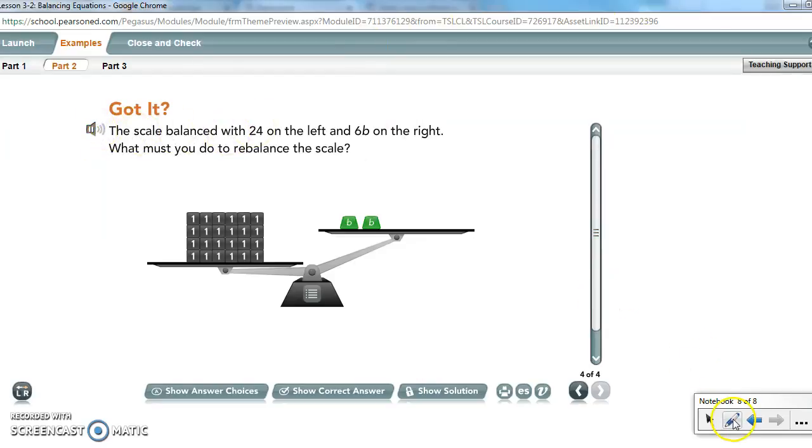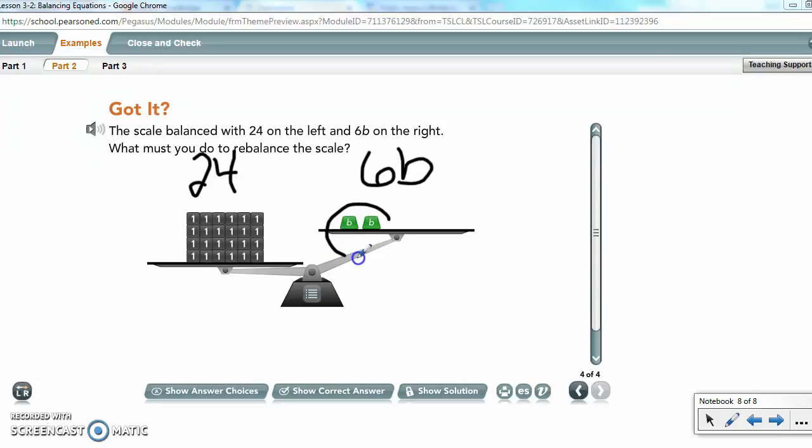The scale balanced with 24 on the left and 6b on the right. What must you do to rebalance the scale? So there was 24 over here and 6b over here. Well, right now we have 1, 2, 3, 4, 5, 6 times 4, which is 24. So over here, we now have how many b? Well, we have 2b. So they subtracted 4b.